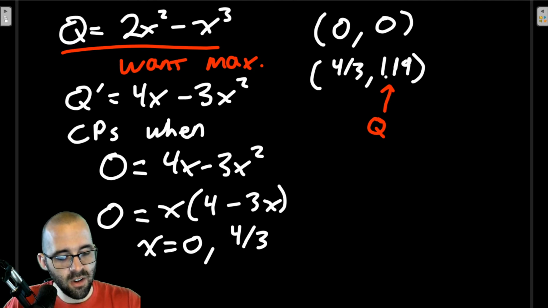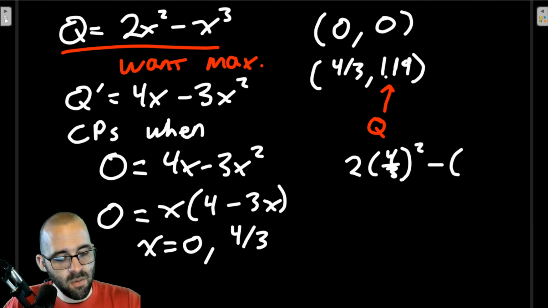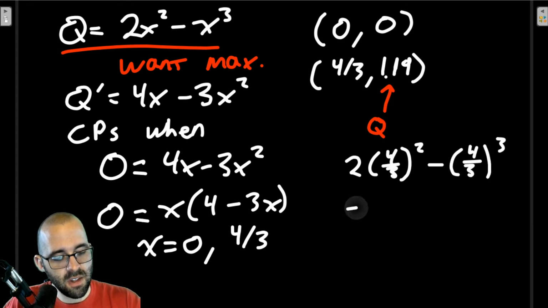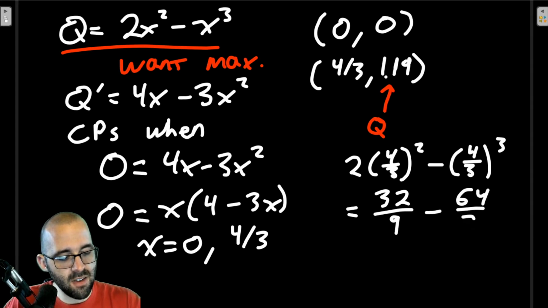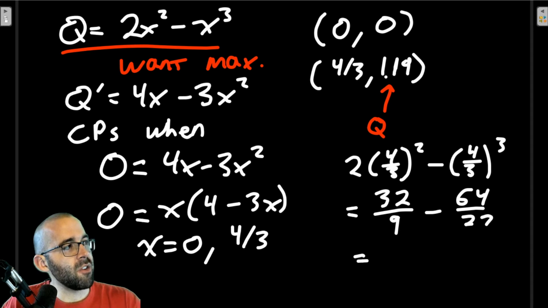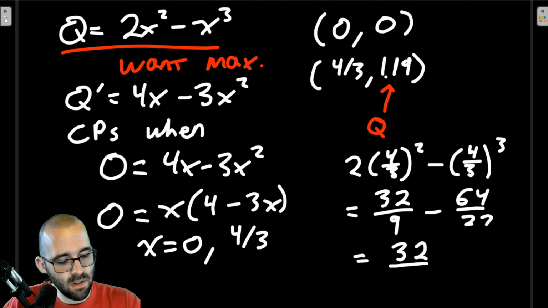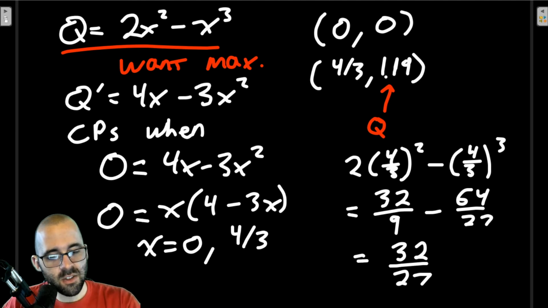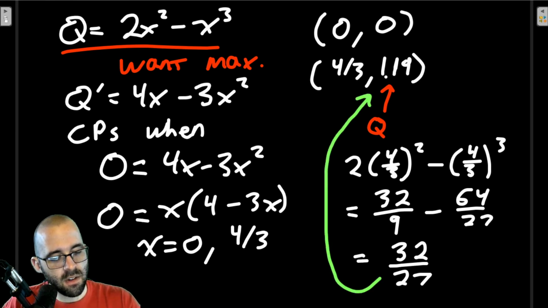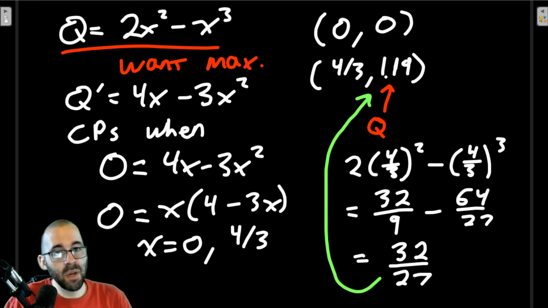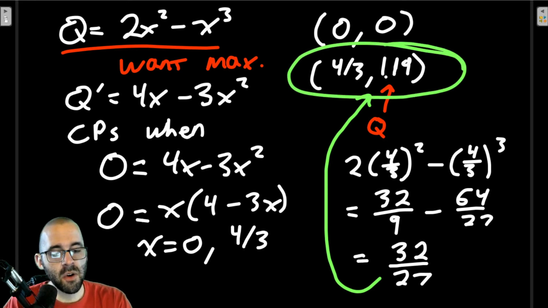All right, and technically we plug in thirds, or 4/3, right? It's 2 times 4/3 squared minus 4/3 cubed. It's going to be 2 times 16/9, be 32/9, minus 64/27. Multiply the first one by 3/3, you'll get 96/27. So 32/27 is what that y coordinate is. So far we have two candidates, and I know which one's bigger. So far this candidate is looking the most promising.